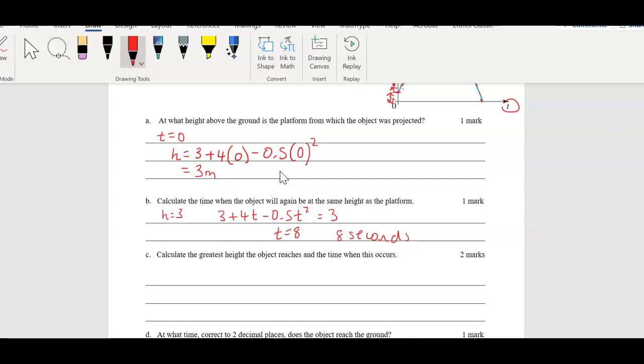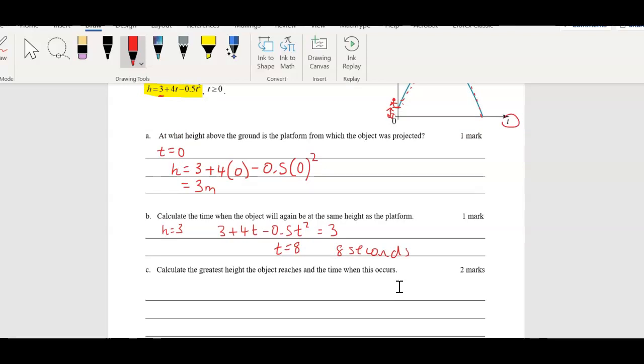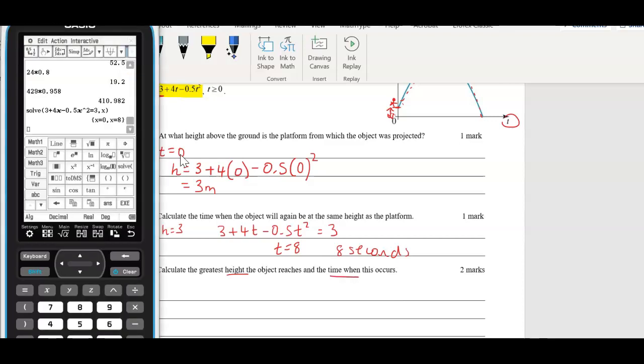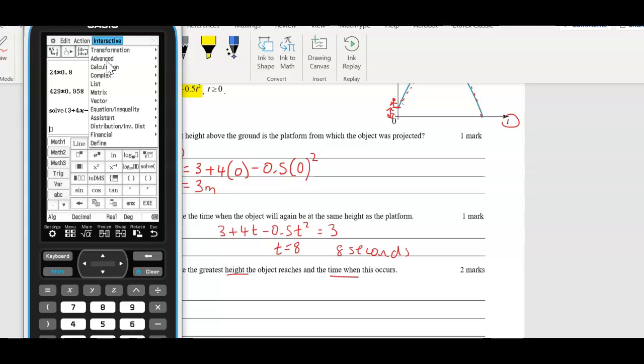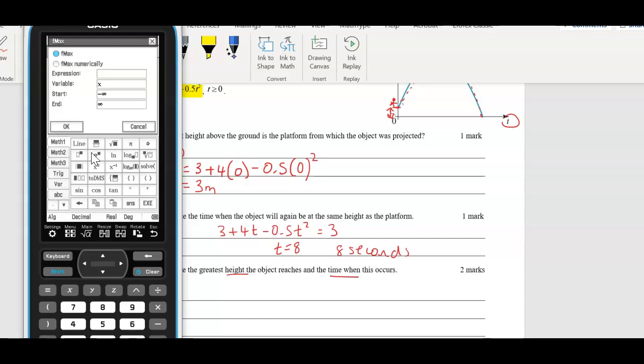Calculate the greatest height the object reaches and at what time this occurs. It's worth 2 marks, so we want 2 things, the greatest height and the time. Now, you could have defined this function if you wanted to, and I know a lot of you are doing define, but you can also just copy things like I am now. So there's the expression. Go to copy and go back here, and we want to know when it's a maximum. So go to calculation, max. Then I can just paste it in. Or if you defined it as f of x, you can just put f of x in.